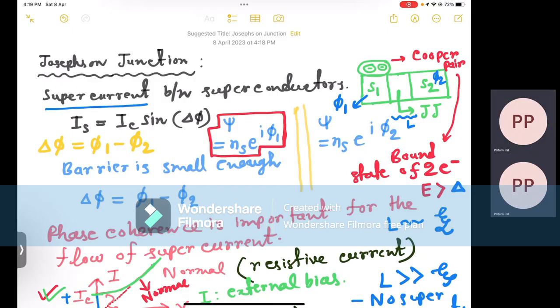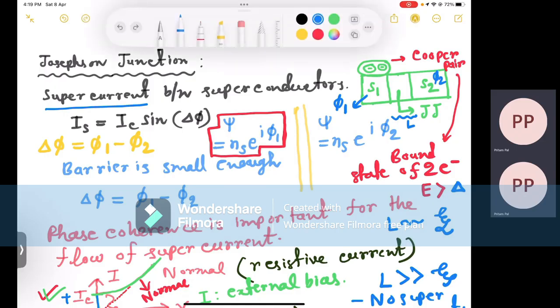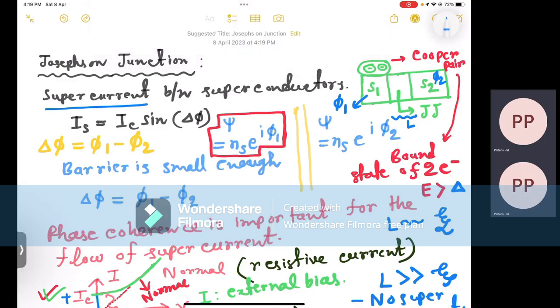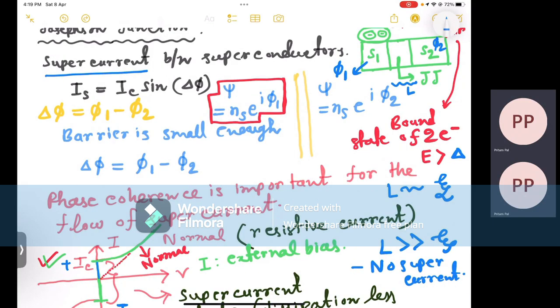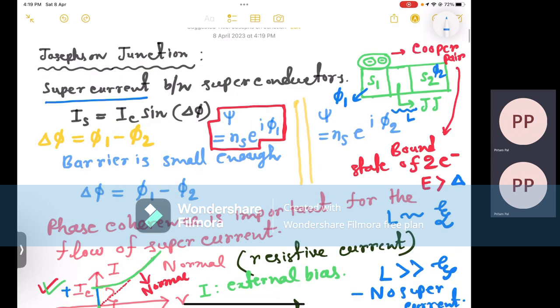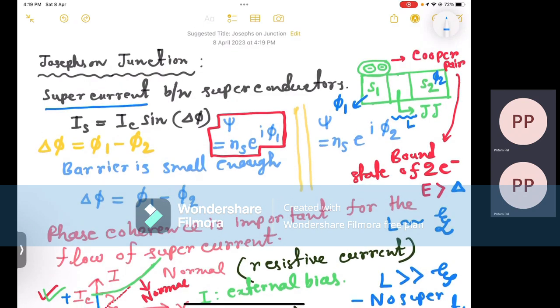Here we are bringing them close together, but we are not applying any voltage, as you can see. So this is the first Josephson equation for this scenario: I equals I_C times sine delta phi. This will happen only when the barrier is very small. If the barrier is very large, the electron cannot tunnel.